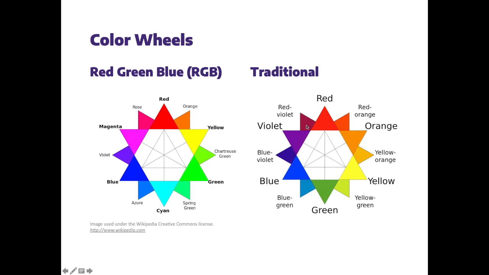Now, when you're not working with pigments, when you're working with the creation of light, which is what happens on a computer screen, we're going to use the RGB color wheel. This is the red, green, and blue.